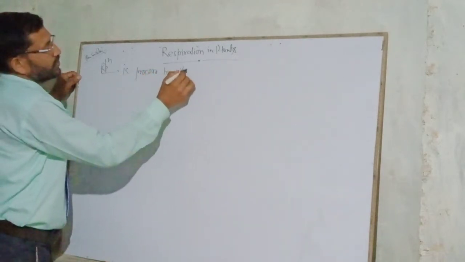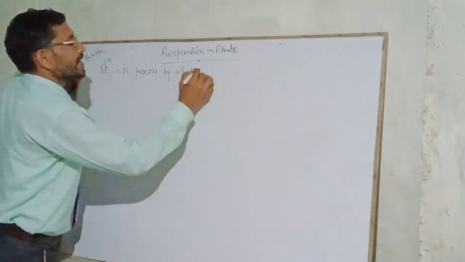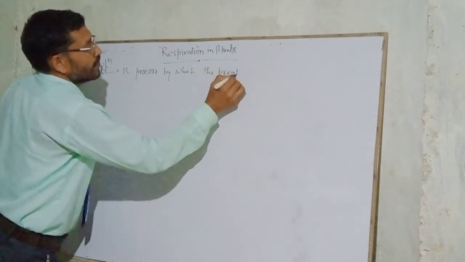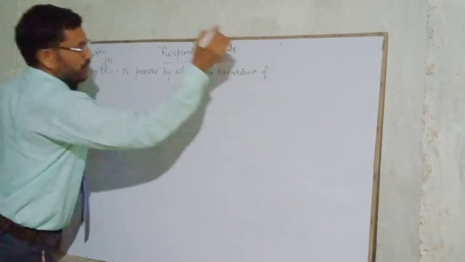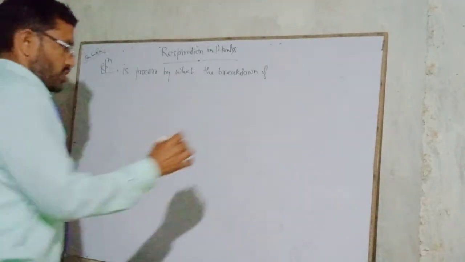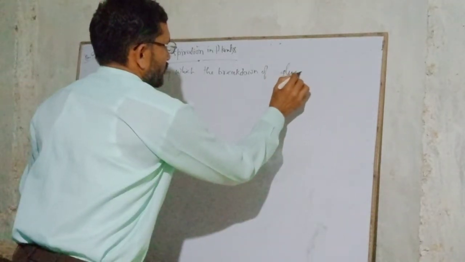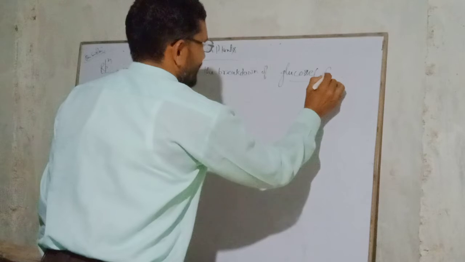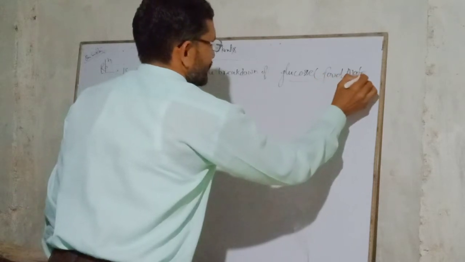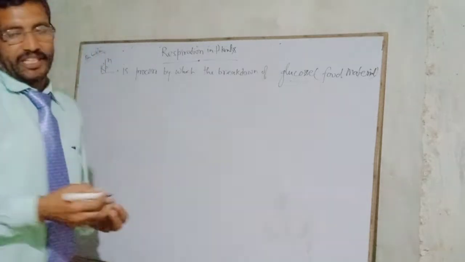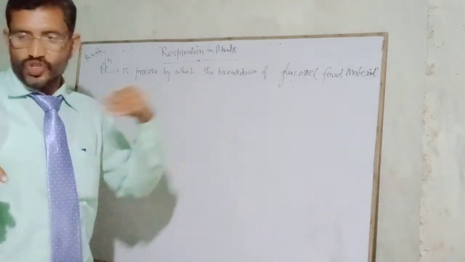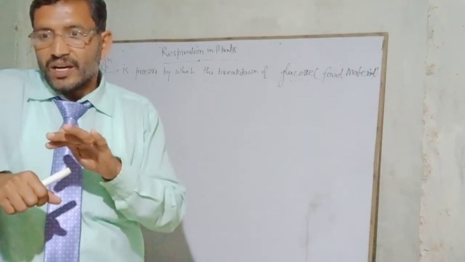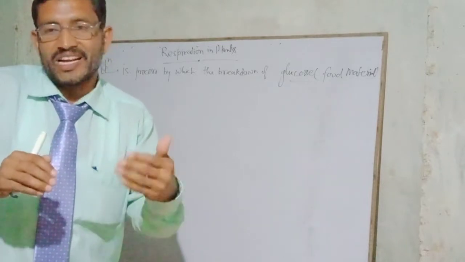by which the breakdown of glucose, ultimately glucose, but we can say the food material, that is, whatever we eat and drink, the food material, ultimately becomes glucose, and glucose further breaks its bonds and gives rise to energy.